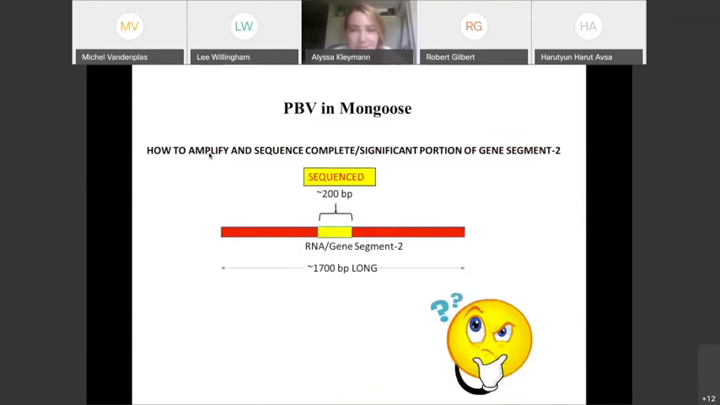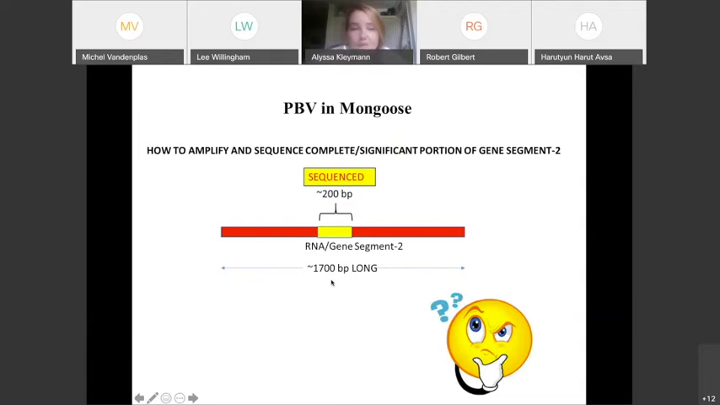Okay, so at this point, we had 200 base pairs sequenced. But since we wanted to look at the complete or nearly complete portion of gene segment 2, 200 base pairs is not significant enough to draw conclusions on the genetic diversity of this virus, since the RNA-dependent RNA polymerase, or gene segment 2, is 1,700 base pairs long.